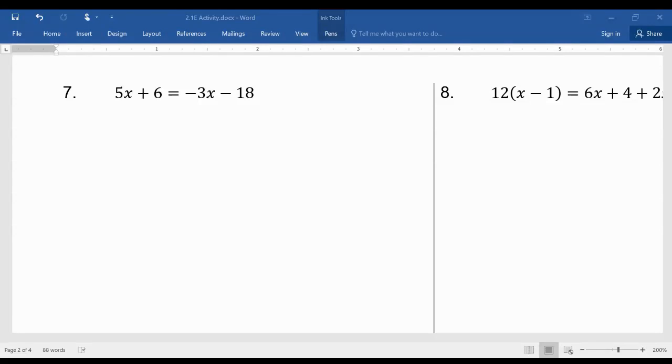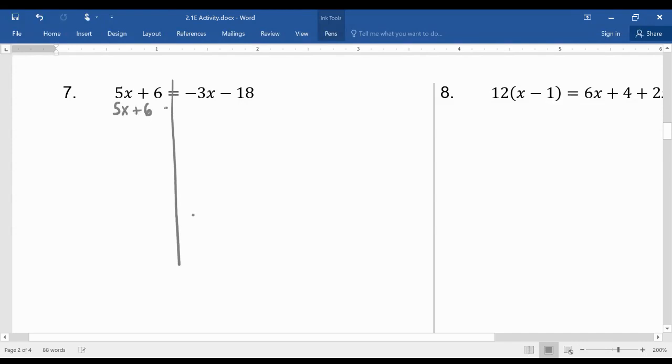All right, we're looking at 7, 8, and 9. This is ladder 3. You're probably on the back side of your paper. And what you're also going to notice as we go through these is that most of the problems on this side are going to have variables on both sides.